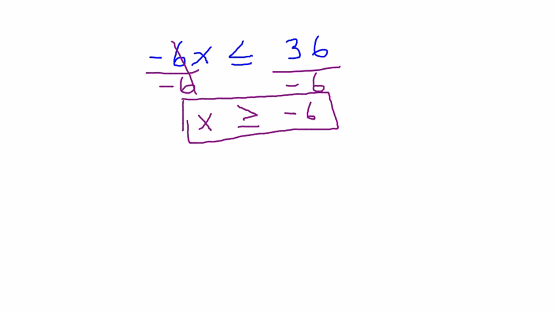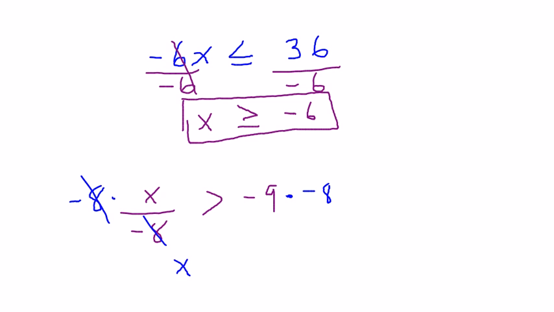Let's try one more. X divided by negative 8 is greater than negative 9. Okay, in this case, I will multiply both sides by negative 8, right, to undo division by negative 8. On my left-hand side, negative 8 divided by negative 8 leaves me with x.